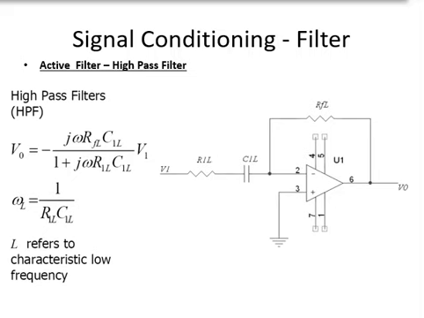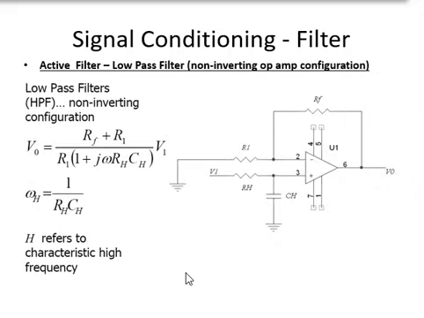Active filter, high-pass filter. V0 is given by minus j omega RFL times C1L over 1 plus j omega R1L times C1L, times V1, while omega L equals 1 over R1L times C1L, and L refers to the characteristic low frequency.